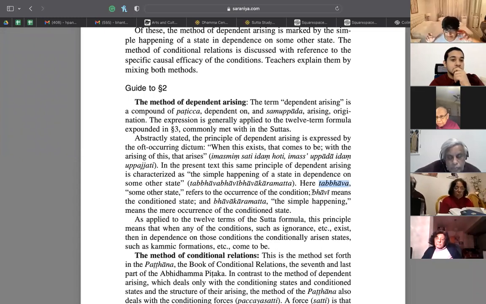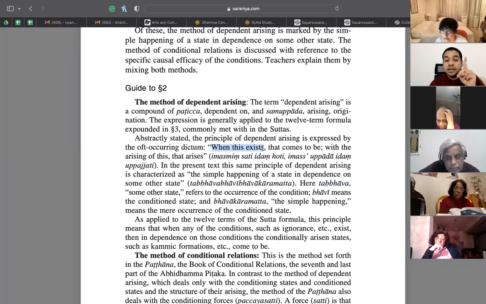So basically, what they are saying in the Pattana, there are three things. This conditions this, and there is a force between them. And that force is only this Paccaya Sati. While in the first one that we have always done, there is this condition, this, and this has happened because of this. So there are two things there, but then the middle thing is the force, and that comes in the Paccaya Sati.